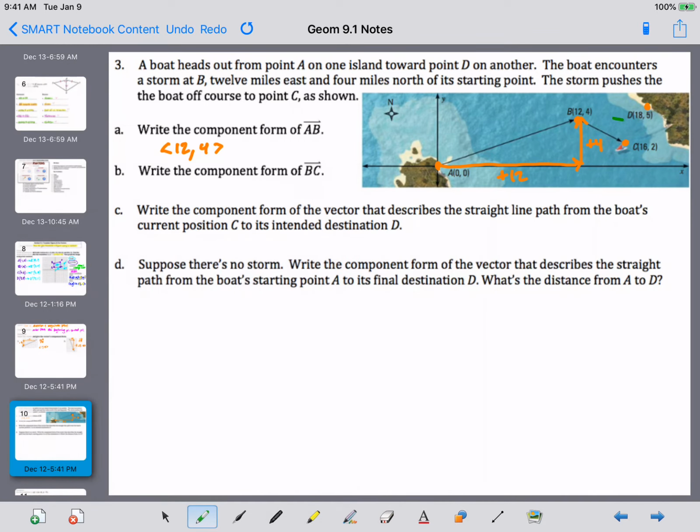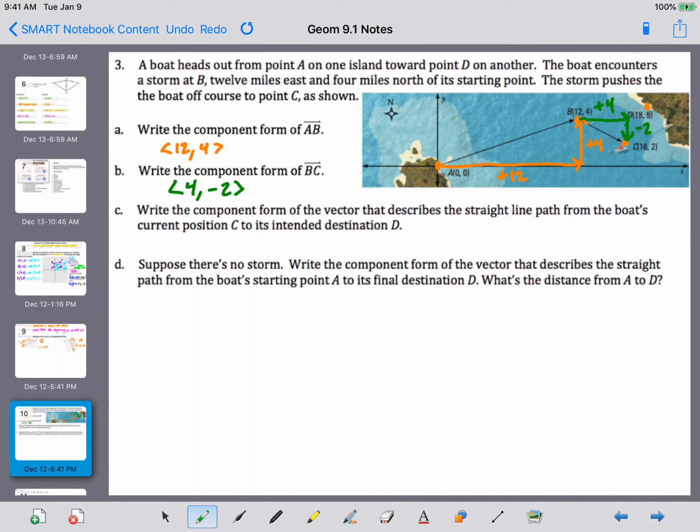So to get from B to C, first we go right. And if we're already at 12 to get to 16, we'd have to go up 4. All right. And then we started at 4 and we got down to 2, so that would be minus 2. So 4 comma negative 2 would be the vector.